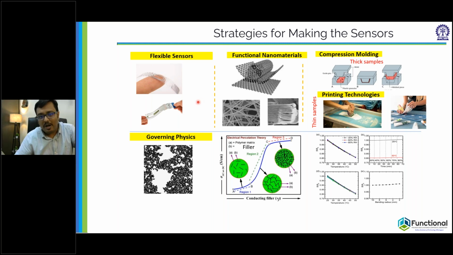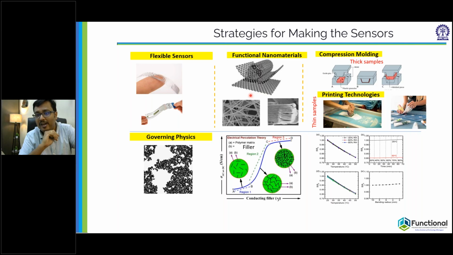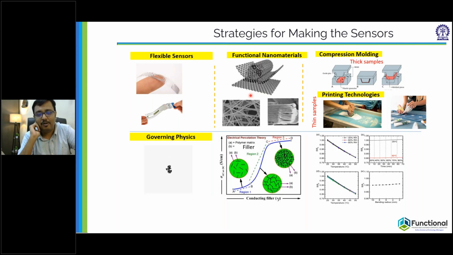Now, if we are looking into a traditional rubber formulation, the basic question is what PHR, or what loading, of the particular nanomaterial should I use in this rubber to make it behave as a sensor, or electrically conductive in nature. To understand that, we have to see the fundamental physics here. Now, what is that particular physics?